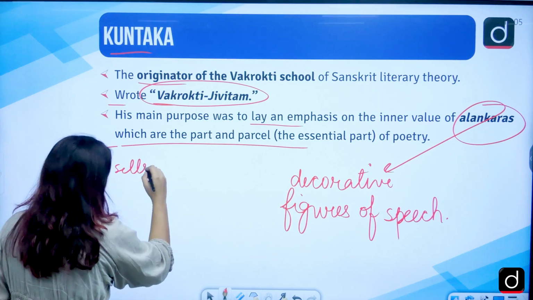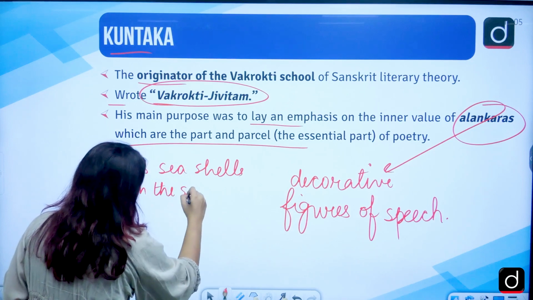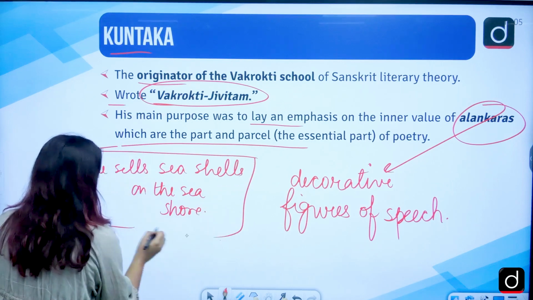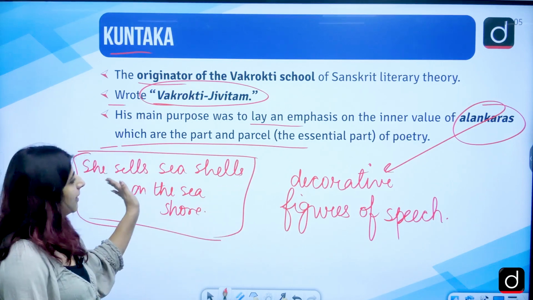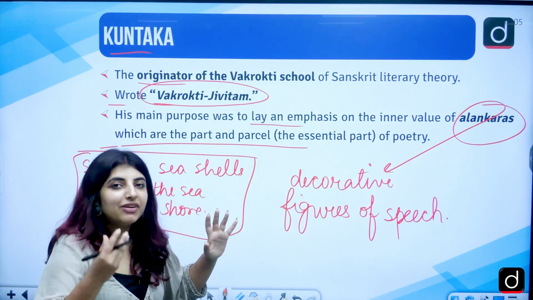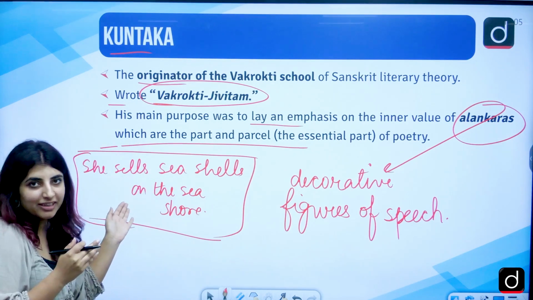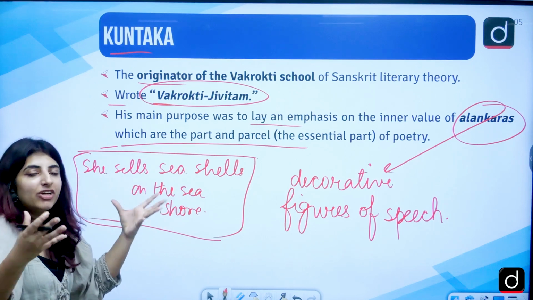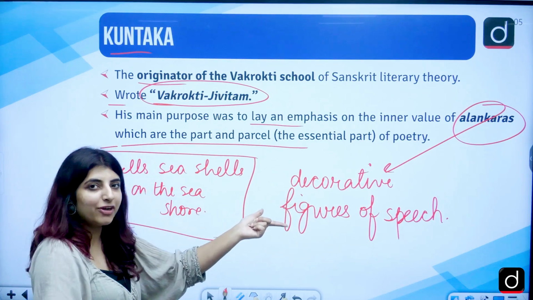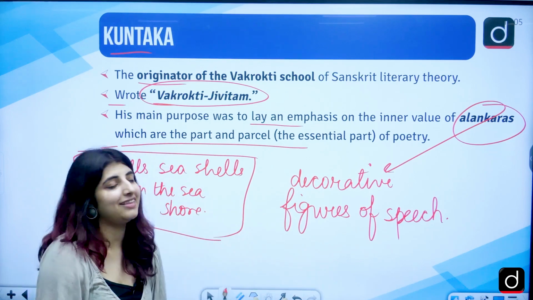She sells seashells on the seashore. As an example of alankara, we talked about alliteration: the repeated sound of the letter S, which is decorating the speech. Even I get stuck while saying this. This is an example of alliteration, an alankara which decorates the poetry. Even you will not be able to pronounce it in one go, of course. Some of you may be practiced in that, I don't know.